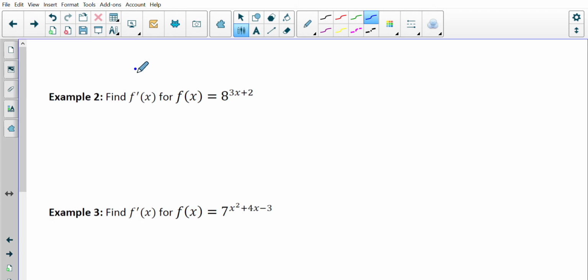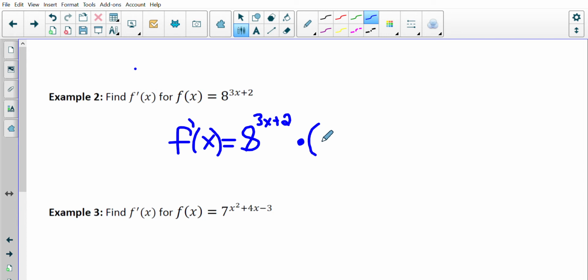All right, example 2, again, just finding some derivatives. We have f of x is equal to 8 to the power of 3x plus 2. And so if we're finding our derivative, f prime of x, first thing we do is we have the original function, 8 to the power of 3x plus 2. And then we times it by the ln of the base, which in this case would be 8. So we have ln of 8.